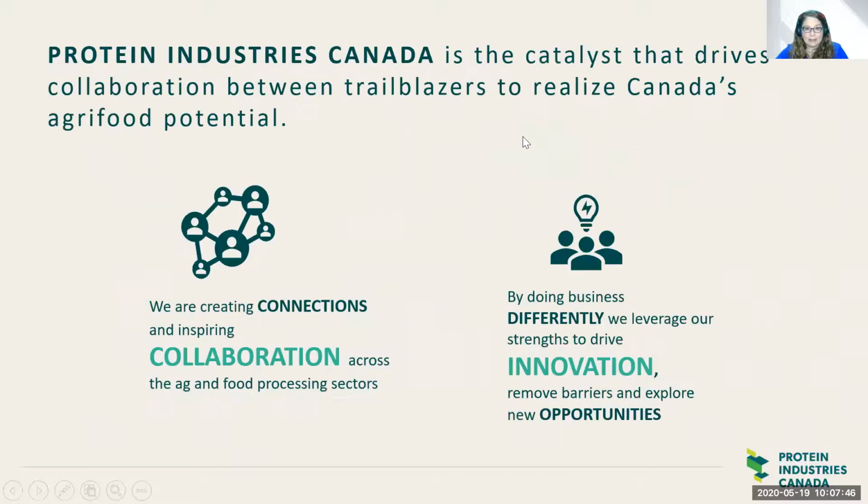slides. So PIC aspires to be a catalyst that drives collaboration amongst trailblazers to realize Canada's agri-food potential. As a supercluster, our goal is to encourage multi-company collaborations. And in doing that, we hope to span the value chain and encourage a different way of creating opportunities.